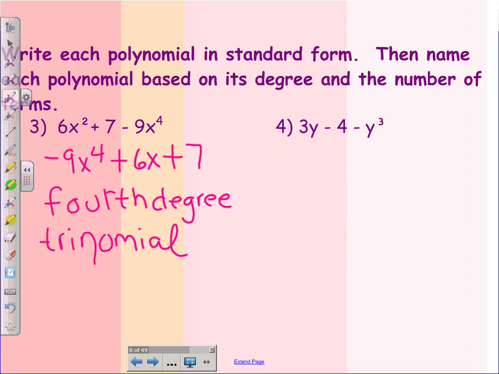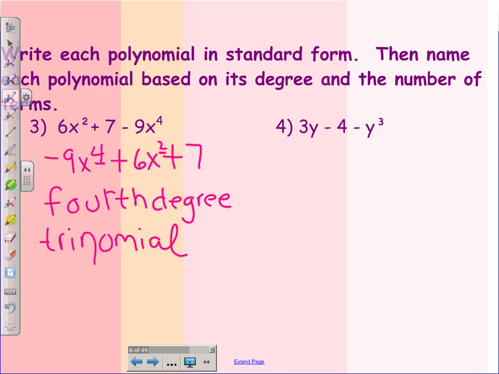So it's in descending order because I've got x to the fourth. Oh, I forgot to write my 2. I've got negative 9x to the fourth, and then 2 comes after that. So 4 is higher. Descending order, or decreasing order left to right, was actually how it was stated on the first page of your notes.